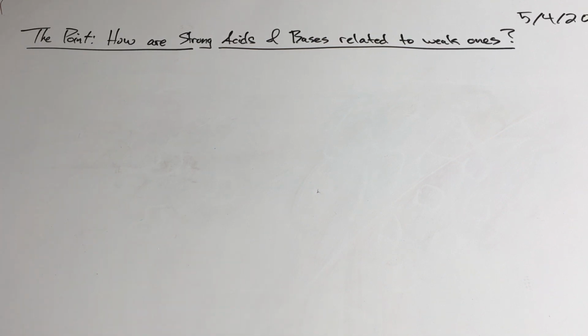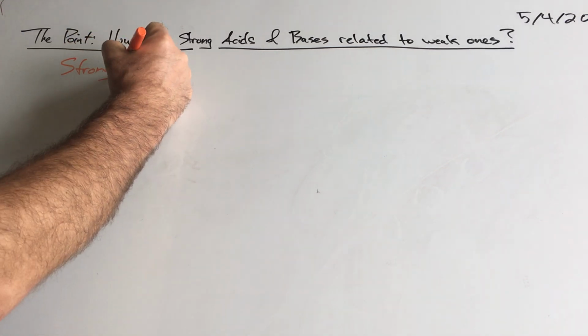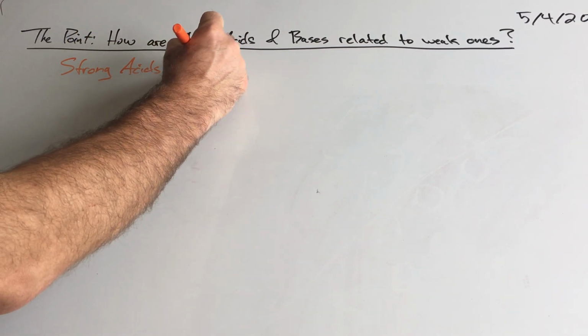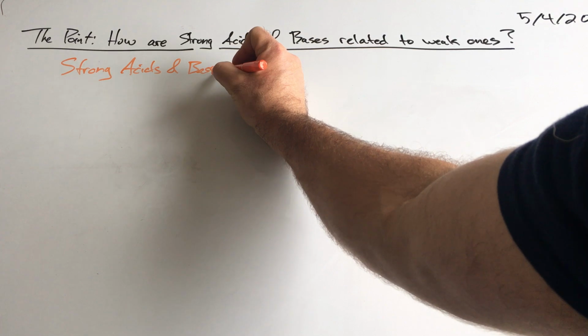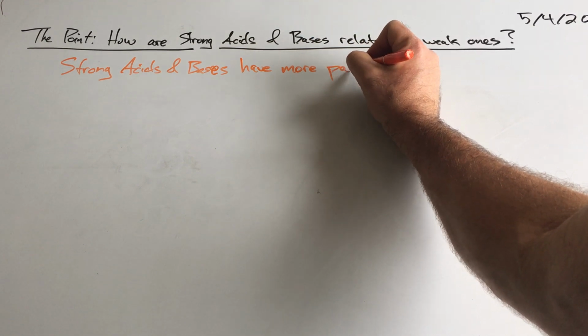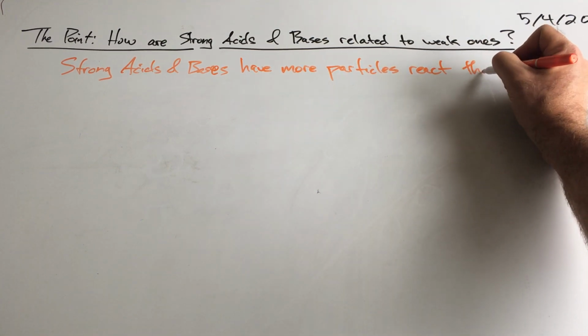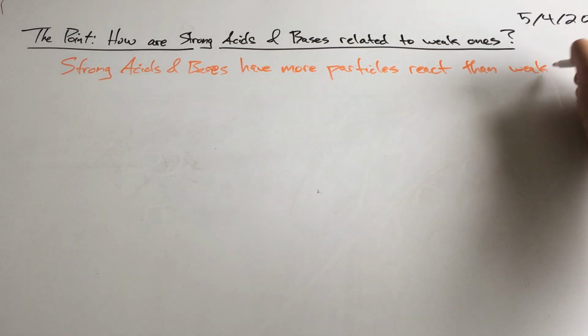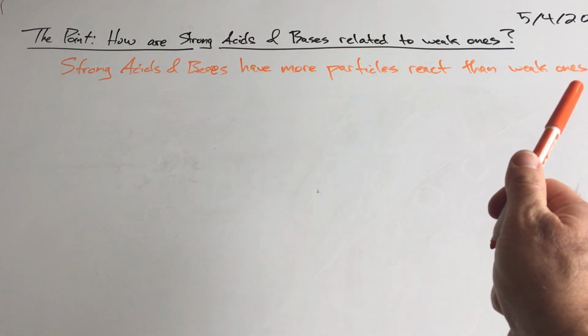Okay, so how are strong acids and bases related to weak ones? Strong acids and bases have more particles react. That's an E. Have more particles react than weak ones. Okay. Oh, just barely. I can't see the period. There's a period at the end. You just can't see it.